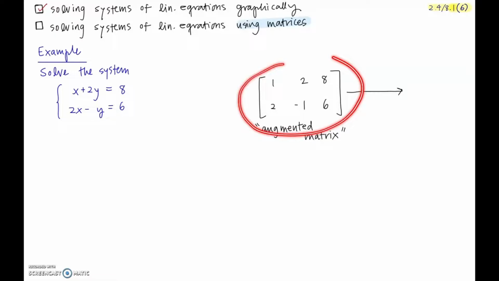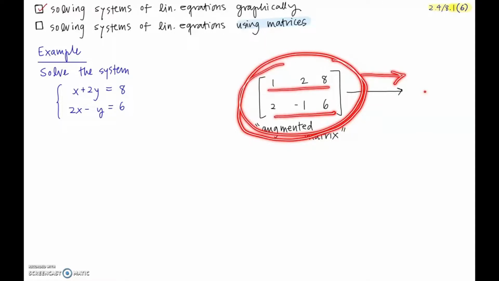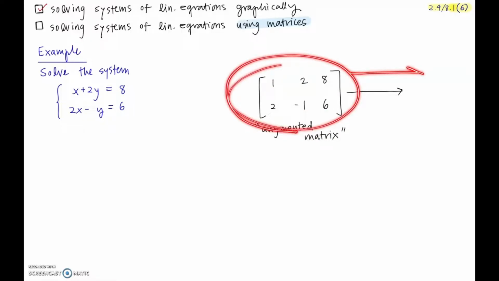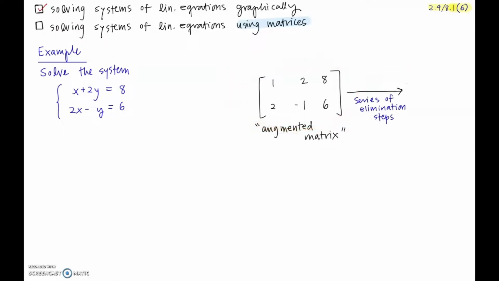With this matrix, a person is able to do a series of steps that are legal to change things around a little bit and make it so that you can change it into another matrix where it's easy to read off the solutions to the system of equations. So the reason we put the numbers in this matrix is to be able to manipulate the numbers, but manipulate them in a way that the solutions don't change. So we put this matrix through a series of elimination steps.